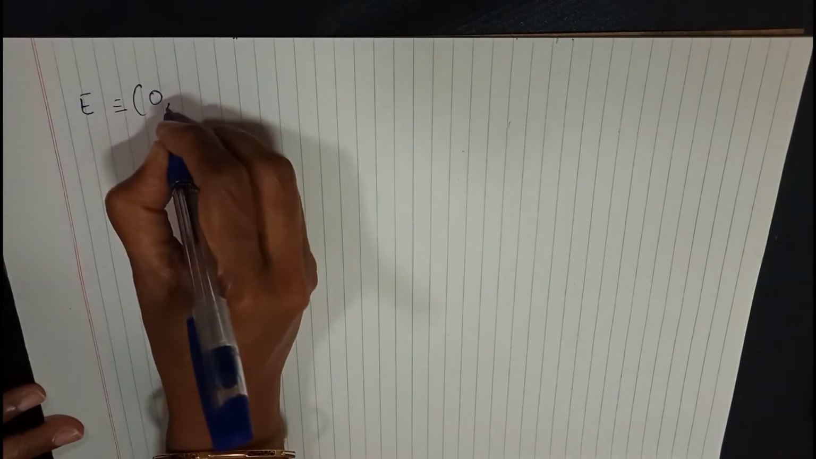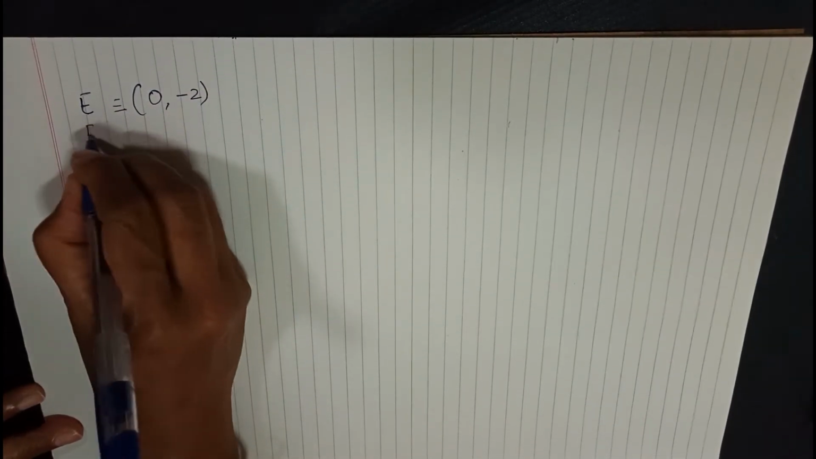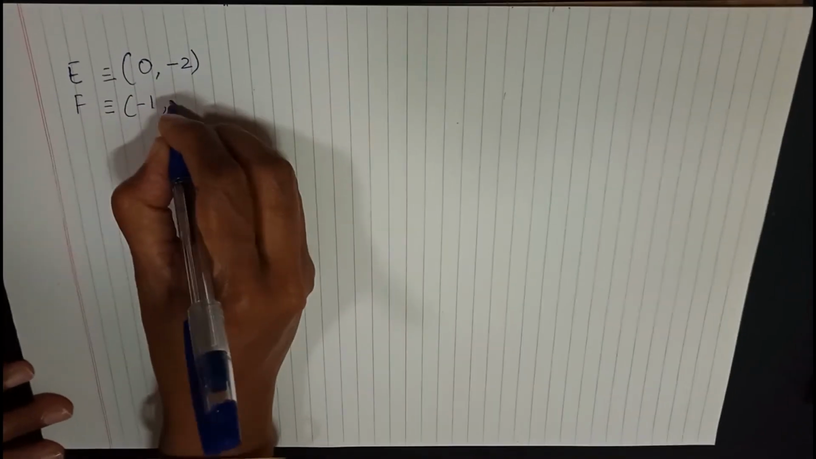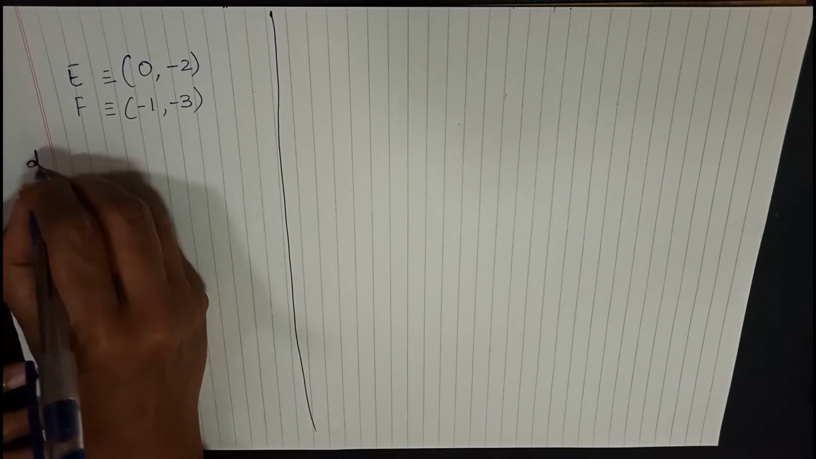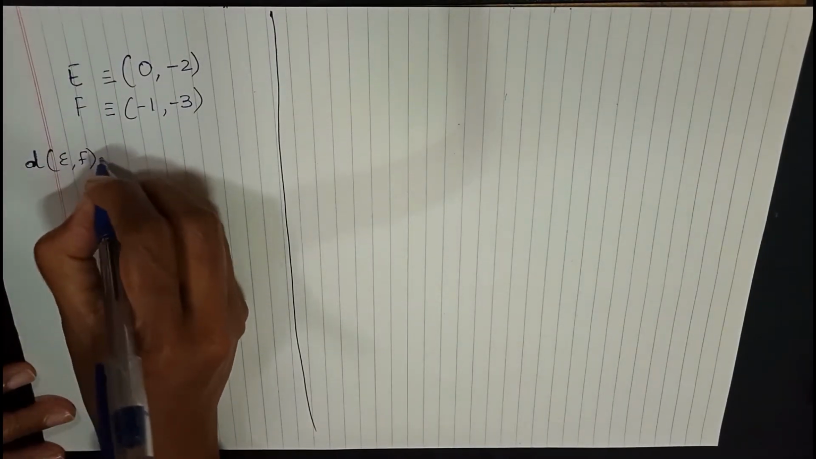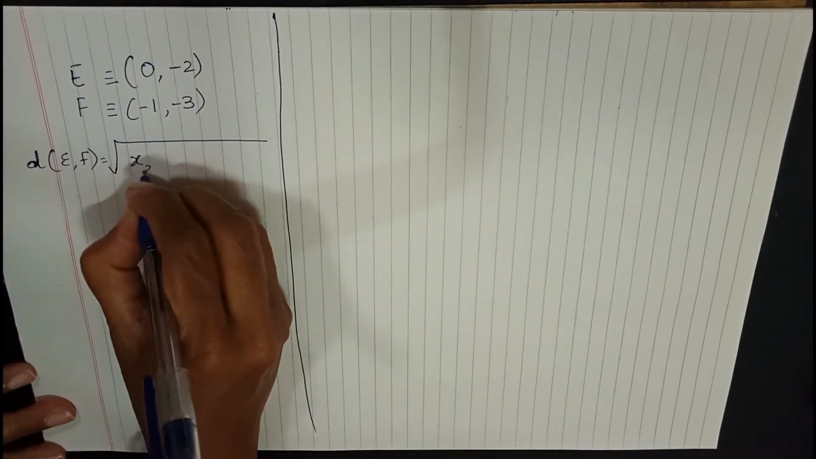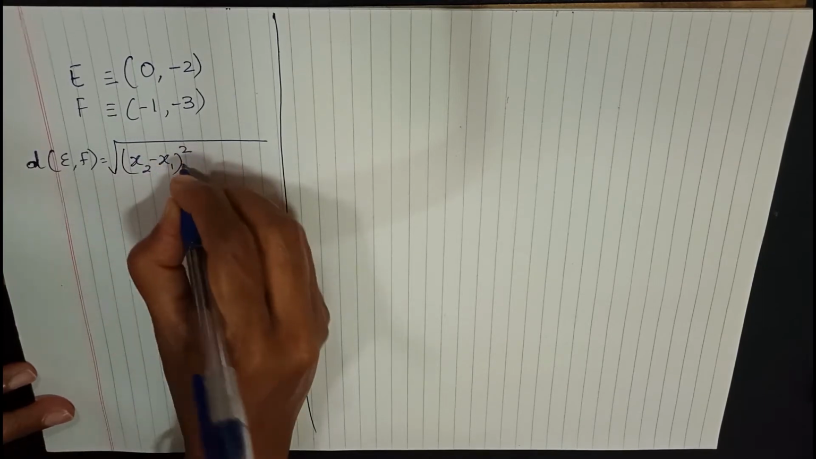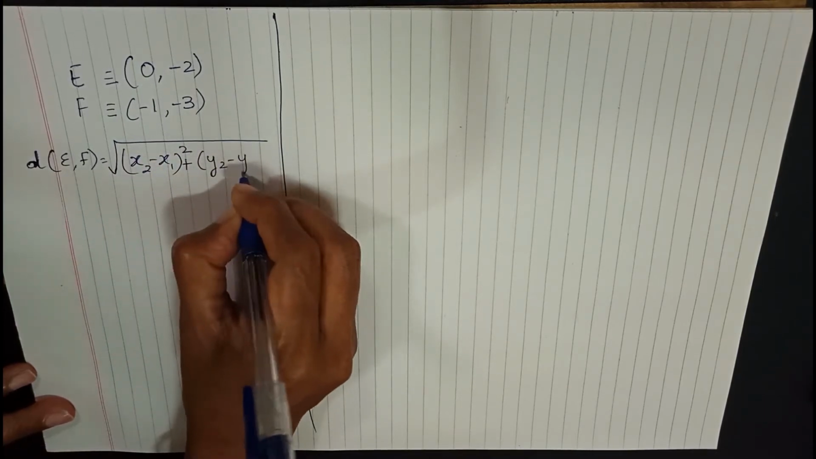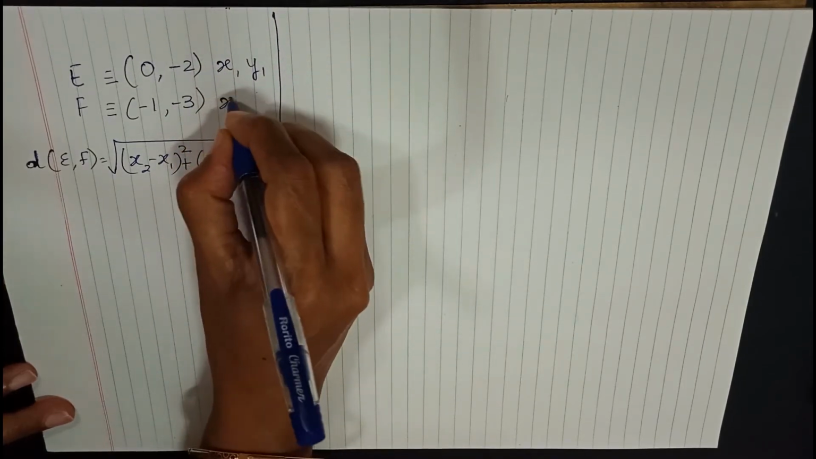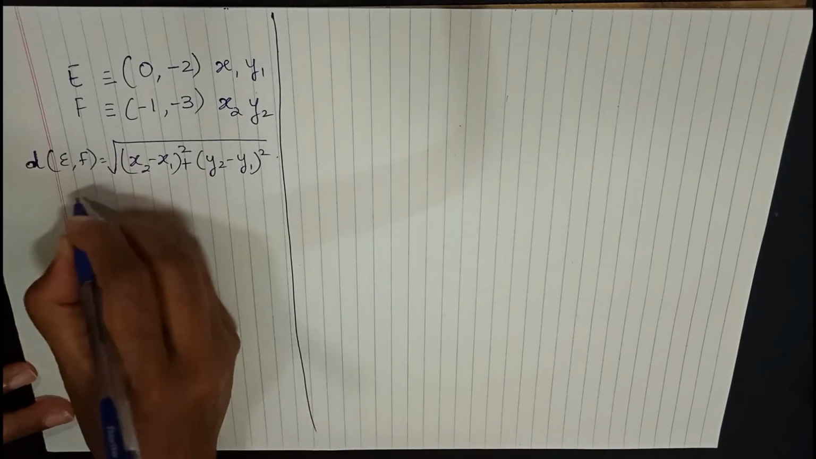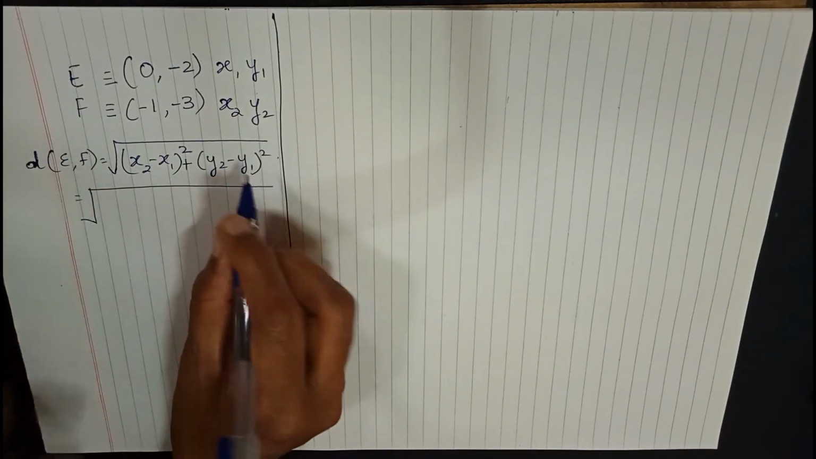Let's again go to one more sum. Let us say E is (0, -2). F is (-1, -3). So again, let us say we use our distance formula. Distance EF is equal to square root of (x2 minus x1) the whole square plus (y2 minus y1) the whole square. I take my first point as x1, y1 and the second point as x2, y2. Let us substitute the values now.